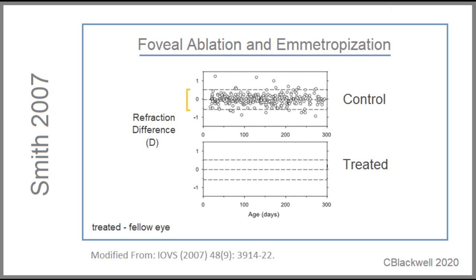In the control subjects, the difference in refraction between the 2 eyes remained small through the test period, as expected. In the laser-treated group, the difference between the 2 eyes also remains small, just as in the control group, showing that absence of the fovea did not affect emmetropization control.